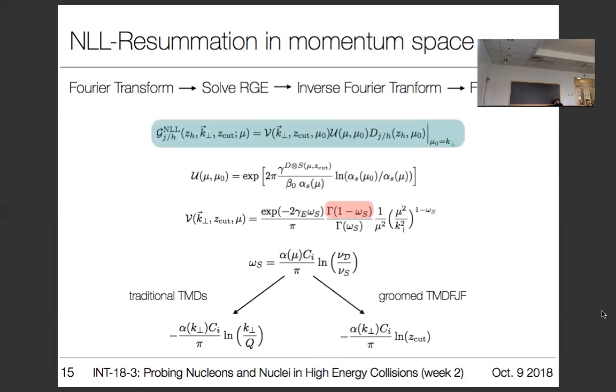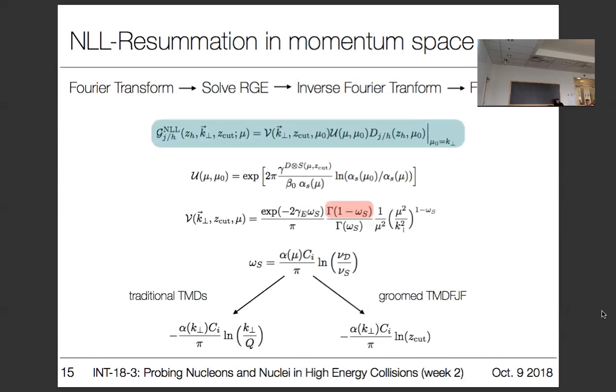Now, you never follow this procedure. And the reason you never follow this procedure is, for example, at next-to-leading log, you end up with this gamma function in the numerator. This gamma function is 1 over minus omega_s, and diverges in all relevant regions of kT. Omega_s is given by this expression here, both for the groomed and the ungroomed, the collinear rapidity scale divided by the soft rapidity scale. The effective field theory is more appropriate when this logarithm here is large, when these scales are widely separated. But in that region, omega_s is close to 1, and that's why you don't usually follow this procedure if you're studying traditional TMDs.